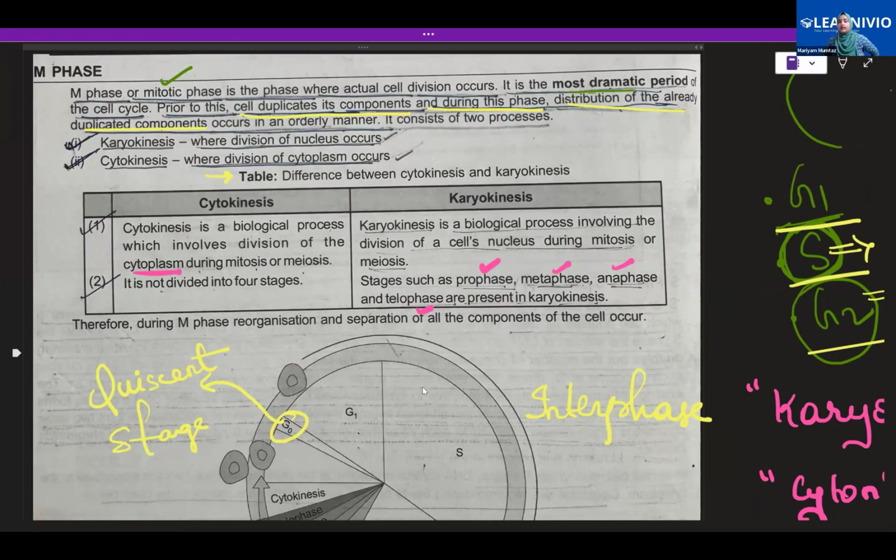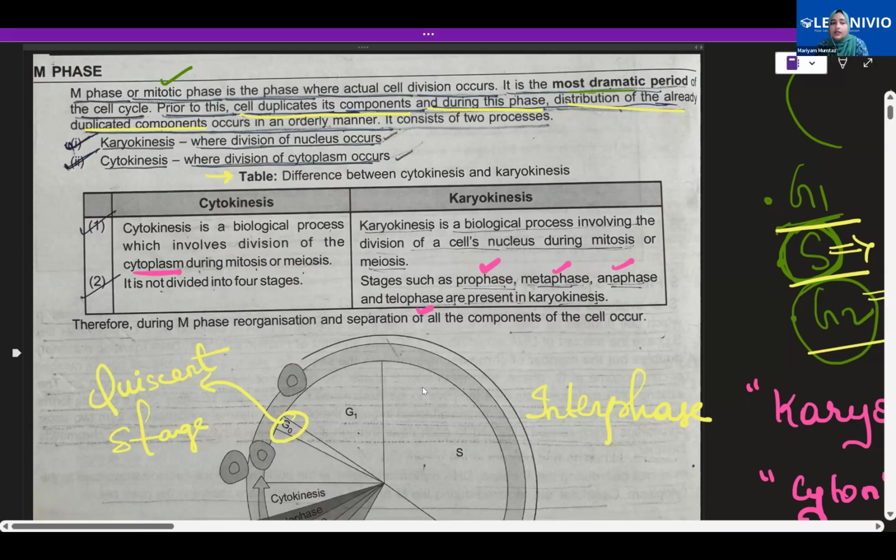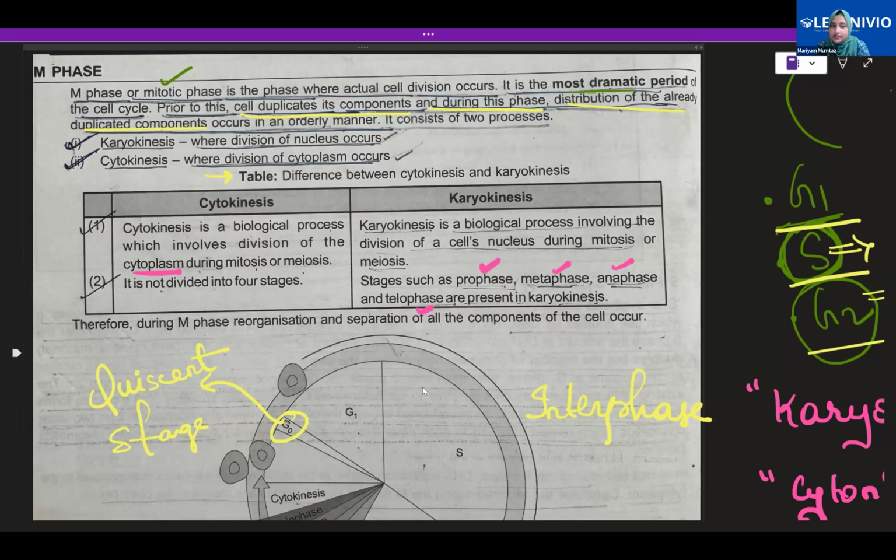Karyokinesis is where the division of the nucleus takes place. Cytokinesis is where the division of the cytoplasm takes place. Now the difference between them you should know. Cytokinesis is a biological process wherein division of the cytoplasm takes place. It happens during mitosis and also during meiosis, and it has no further divisions, it's just one. Whereas karyokinesis is a process wherein the nucleus divides into two, and it is further divided into stages like prophase, metaphase, anaphase, and telophase. All right.